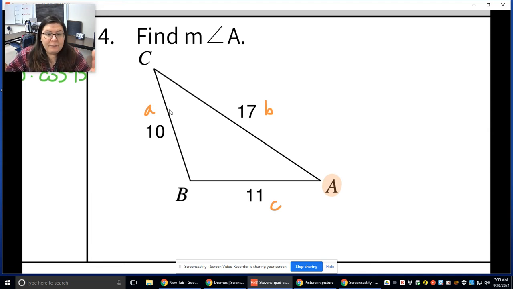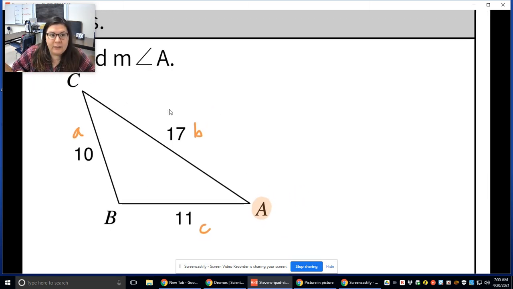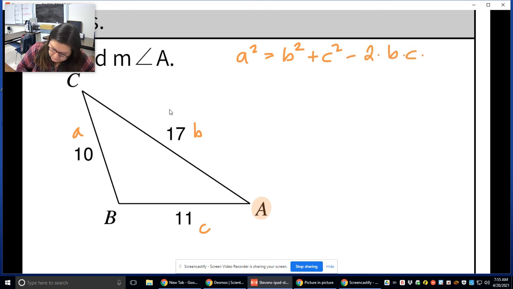So I'm looking for capital A, so I need the law of cosines that has capital A in it. So again, I know this formula, so I'm going to go ahead and write it for us. It says little a squared is equal to b squared plus c squared minus 2 times b times c times cosine of capital A.